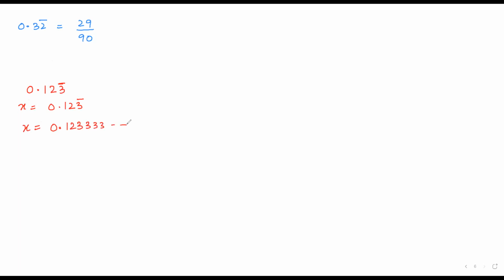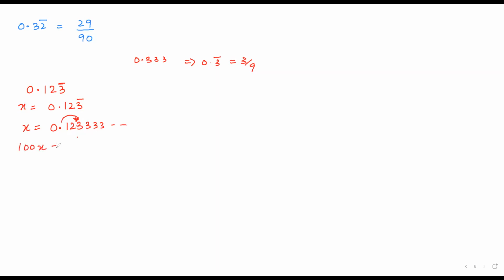0.12333, like that. Now see, you have to shift your decimal after 12, because you want something like 0.3333, which you can write as 0.3 bar, and which you can write as 3 by 9. Understand? So this 12 you will separate. So how will you multiply? By 100. Got it? Because you want to shift your decimal here. Is that clear? So you multiply by 100 now.